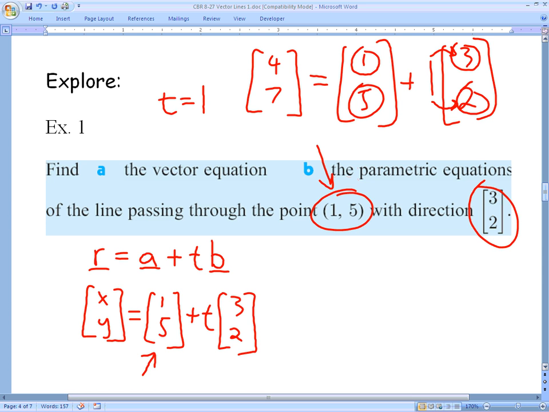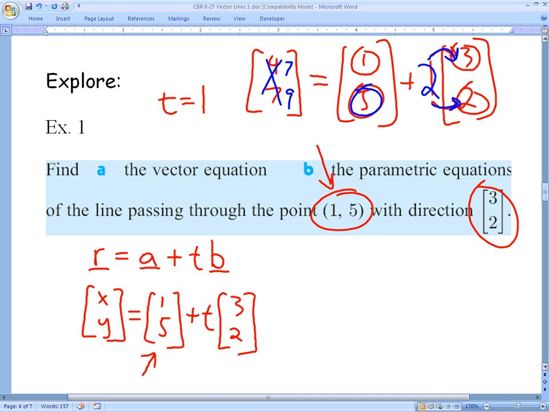I could then plug in a different value here. Get rid of those, and now let's plug in a 2. Now I do 2 times the 3, which gives me 6, plus 1, which brings me up to 7 here. 2 times the 2 here becomes 4, plus that 5 becomes 9. And I've got another point on my line, and I could do this all day long.